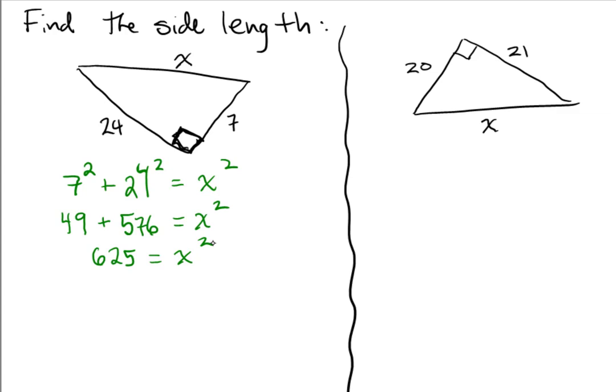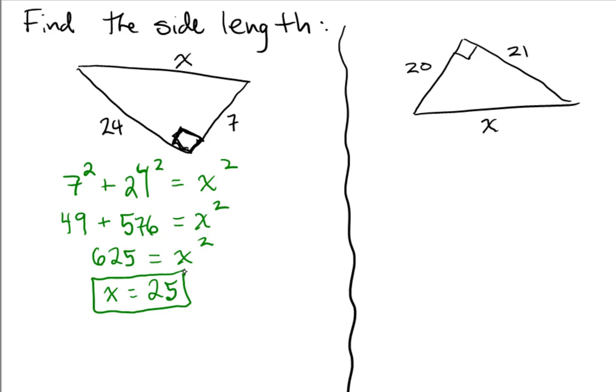So in order to find out what x is, we'll take a square root. And what is the square root of 625? That would be 25. So technically, since I'm doing a square root, I guess it's plus or minus, but in geometry, we always want the positive value for the hypotenuse. So x is 25.